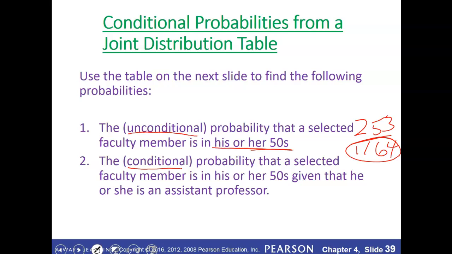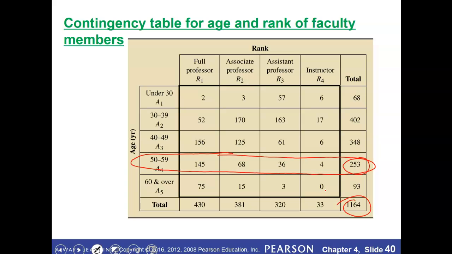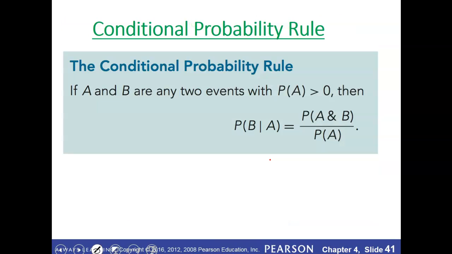And the question is, what is the probability that a selected faculty member is in his or her 50s given that he or she is an assistant professor? So we know that they are an assistant professor. We know they're in this column here. And how many total people are in that column? Well, that's 320. And how many of them are in their 50s? That's 36.